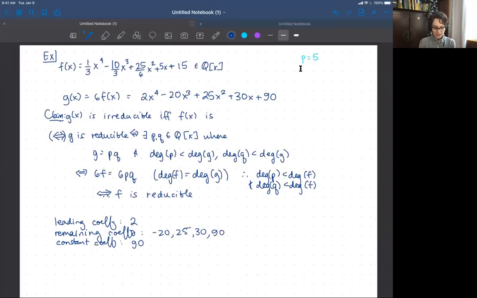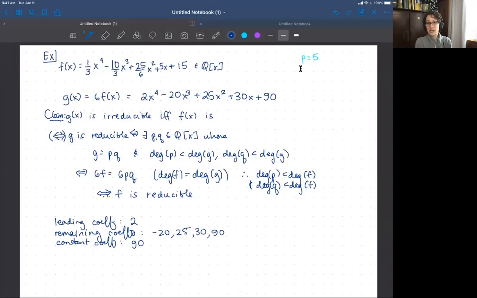I'm looking for a prime that does not divide 2. There are lots of those. I'm looking for a prime whose square does not divide 90. Again, also lots of those. And that prime should divide all of the coefficients -20, 25, 30, and 90. So looking at those coefficients, I can actually eyeball pretty quickly. There's only one prime that's going to work. The 5 works because it divides all of those.